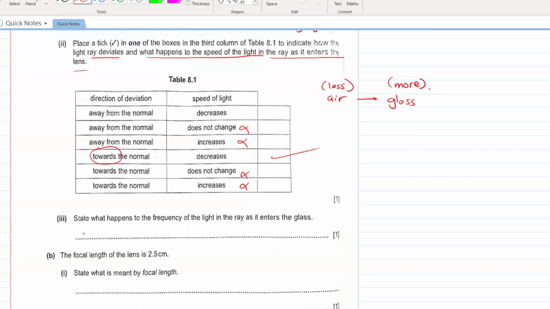State what happens to the frequency of light. It remains the same, or unchanged.